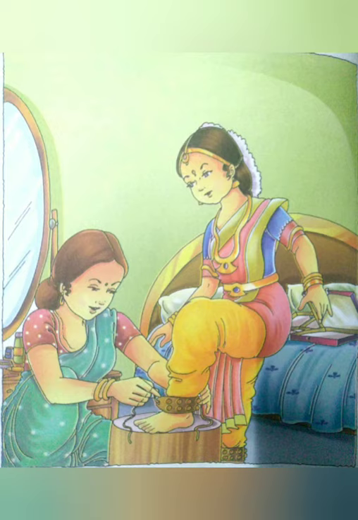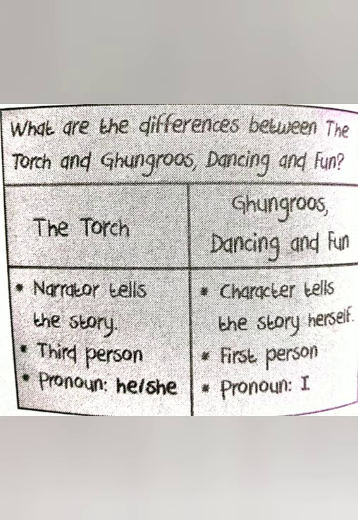Now students, did you notice a difference about the way we retold the story and the way the story is written? Yes, when we retold the story, we used she and her for I and me. It was then no longer a first person narrative. In The Torch, the words he and she tell us that somebody else is telling us about what happened with the main character. In Ghungroos Dancing and Fun, the word I is used.